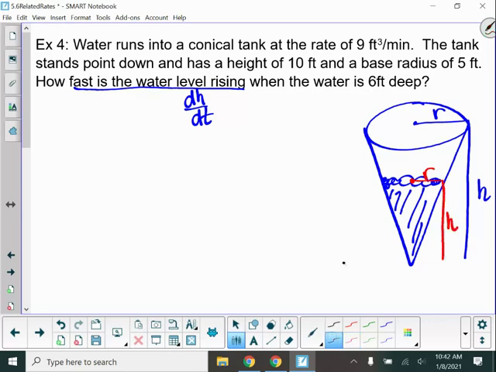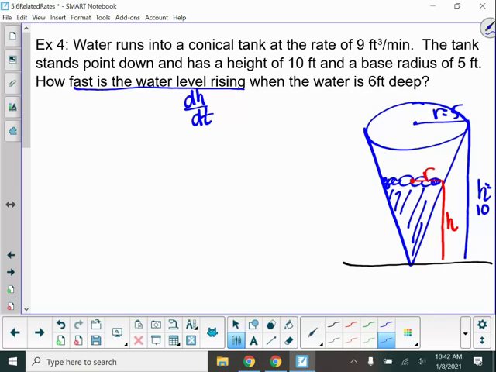So the thing to remember here is the 5 and 10, those are not fixed values. The 5 and 10 are going to be changing depending on what your water height is. So even though my overall radius is 5 and my overall height is 10, wherever the water level is, it's not going to be a radius of 5 and a height of 10 unless I have completely filled the container.